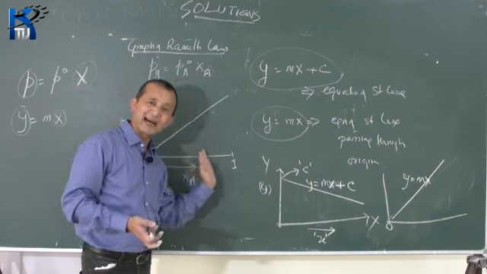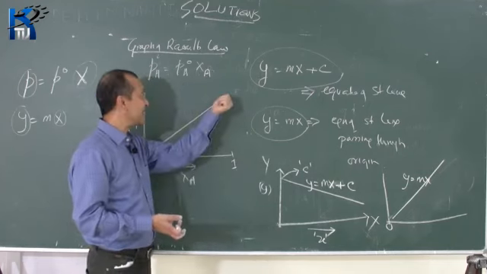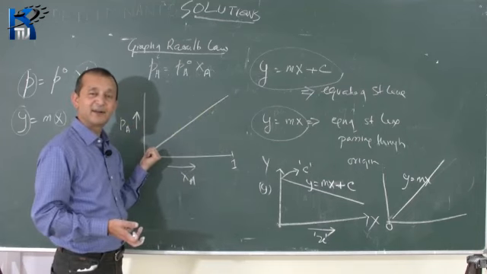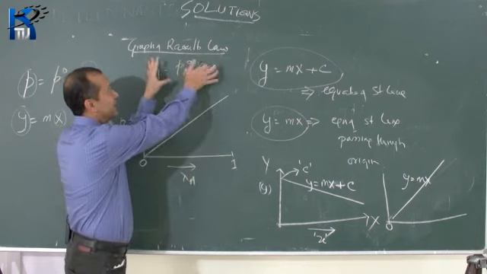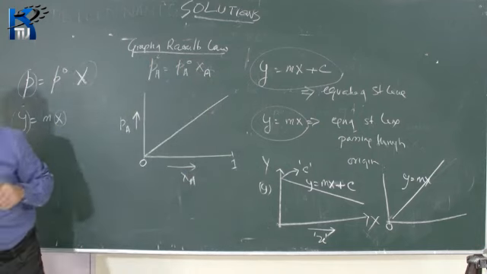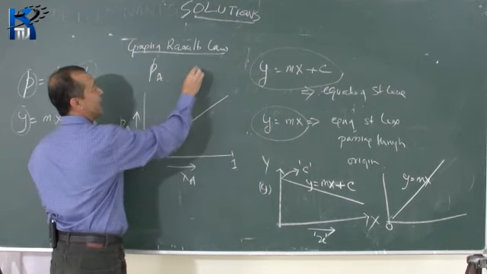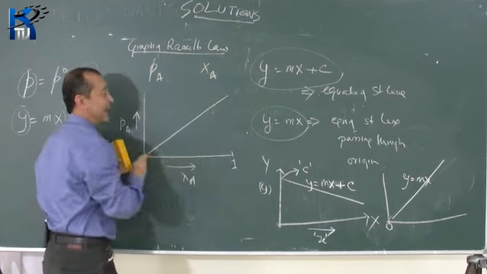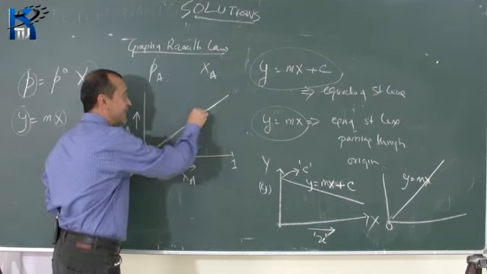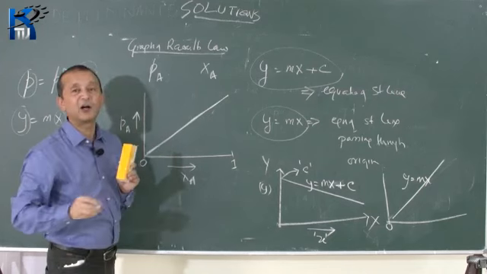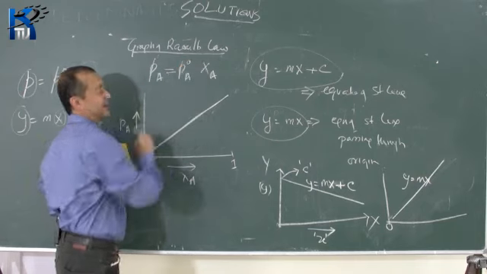After plotting in a graph, we find that the graph is a straight line passing through the origin. What does it mean? It means, supposing we don't know this equation, we have only PA values and XA values, many PA values, many XA values, and we plot them in a graph. If the graph is a straight line like this, what we can conclude is that PA is equal to P naught A into XA.